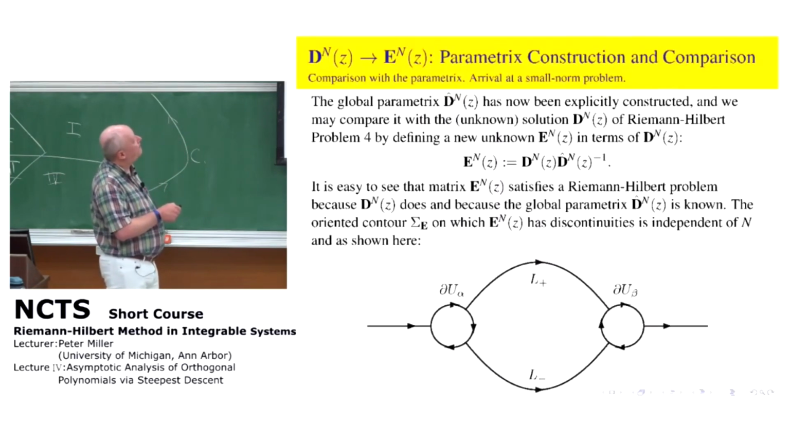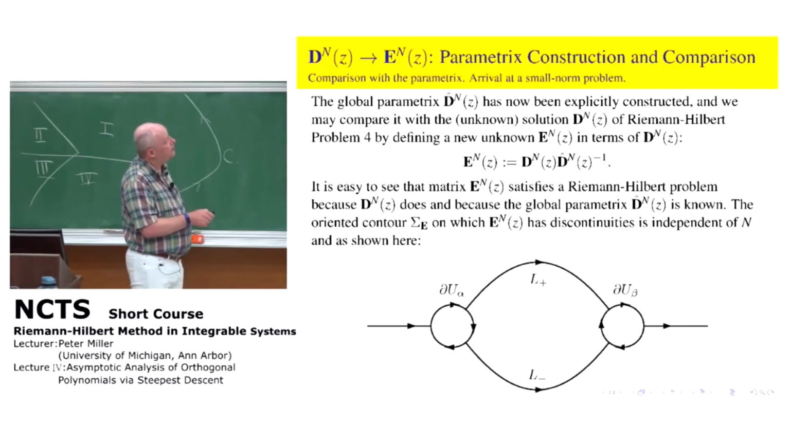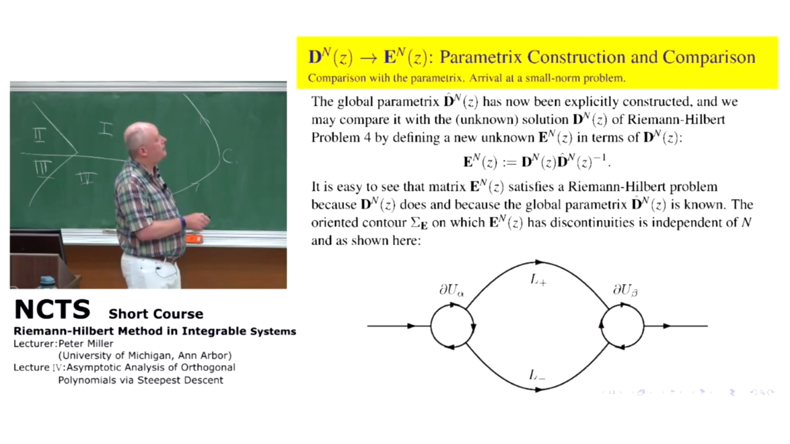Well, so now we're getting close. Now we want to get to this matrix E. We want to compare our parametrics with the actual matrix D to arrive at a small norm problem. The global parametrics that we just defined this piecewise formula for has now been explicitly constructed. And we can compare it with the unknown solution, Dn of Z, of Riemann-Hilbert problem 4. The way we're going to do that is just to define a new unknown matrix. We'll call it En, for error.